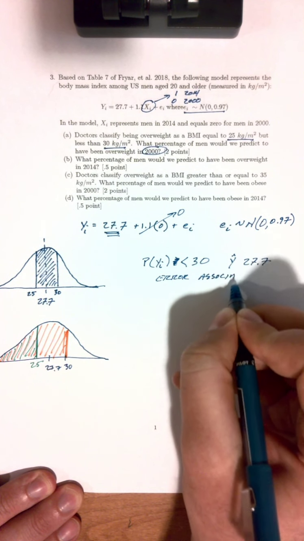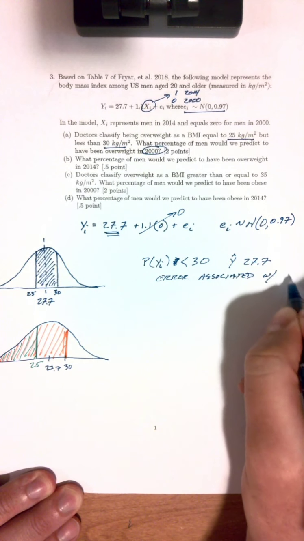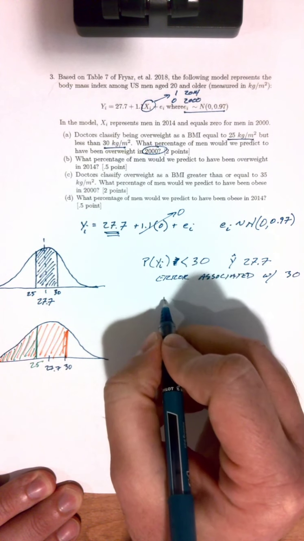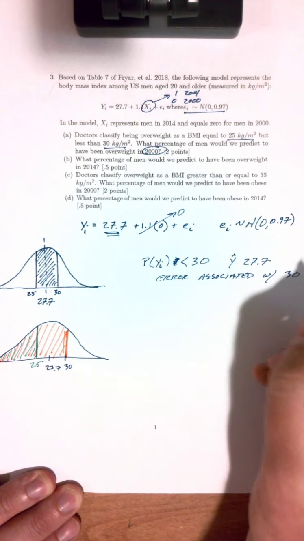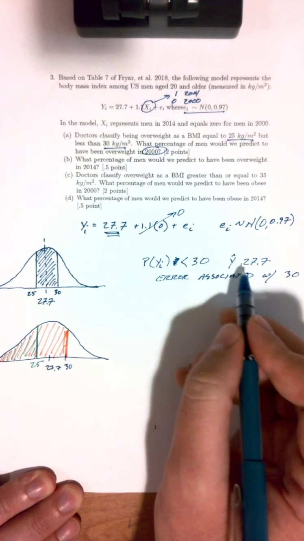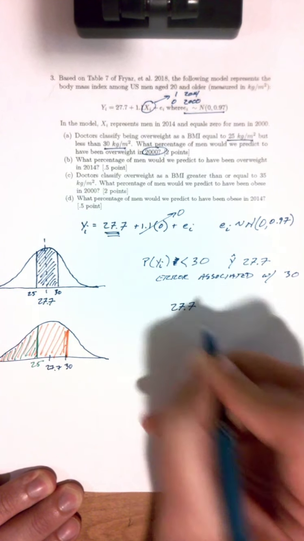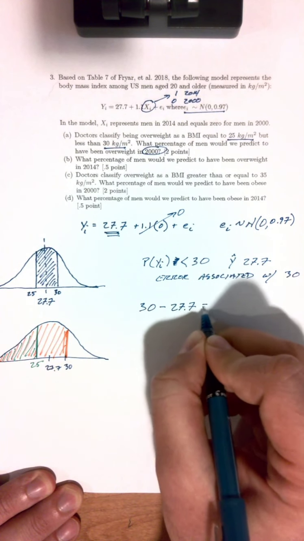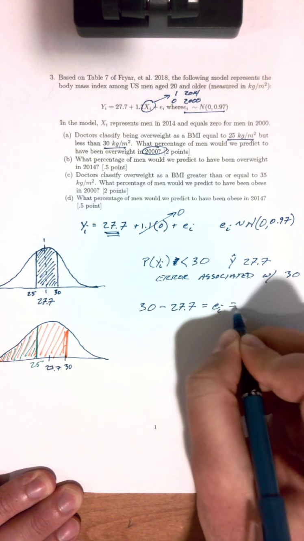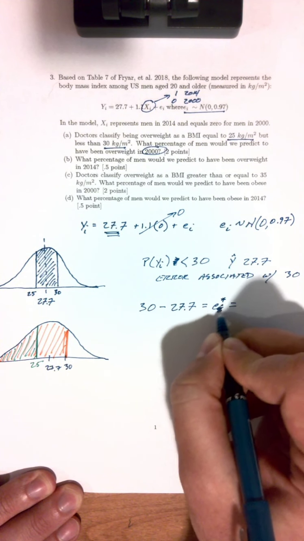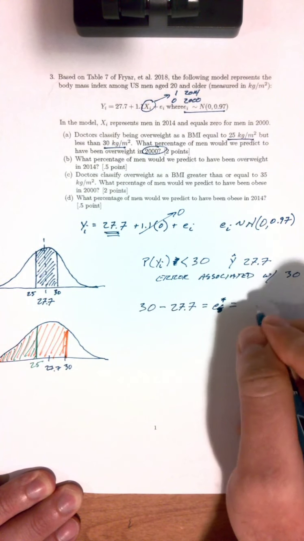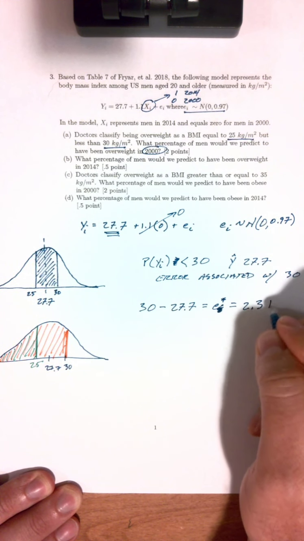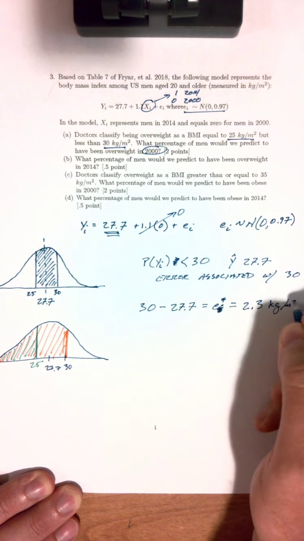And so now we need to find the error associated with 30, right? Remember, our error is the error of the model. So our model says that we have 27.7 kilograms per meter squared as our best guess, but what we're looking for is the value at 30. So our error, actually we're going to make a star for this because we're looking for a particular value. So our value, as we mentioned before, is 2.3. Now this is expressed in units of kilograms per meter squared.